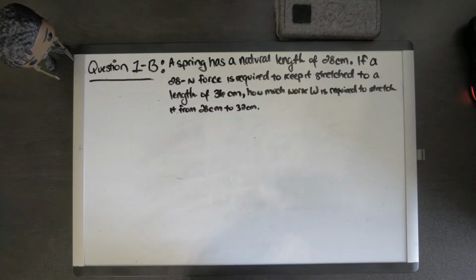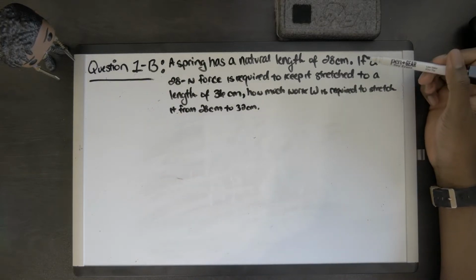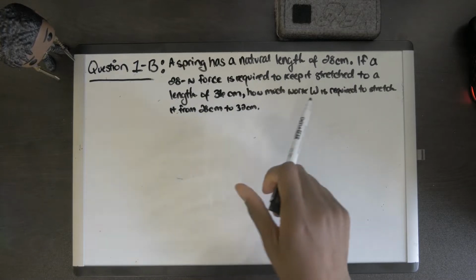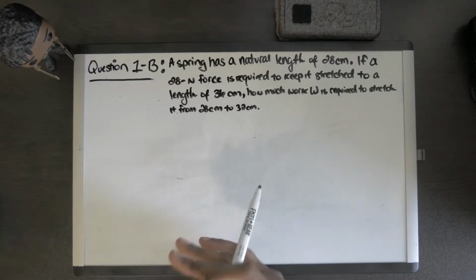We are now going to tackle question 1 part B. Question 1 part B throws a little bit different elements at us, so let's take a look at it. A spring has a natural length of 28 centimeters. If a 28 Newton force is required to keep it stretched to a length of 36 centimeters, how much work, which we represent by using W, is required to stretch it from 28 centimeters to 32 centimeters?